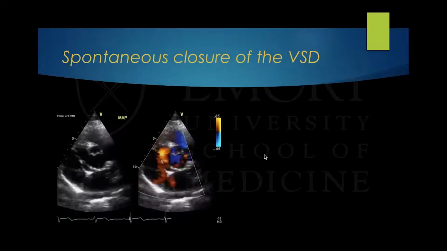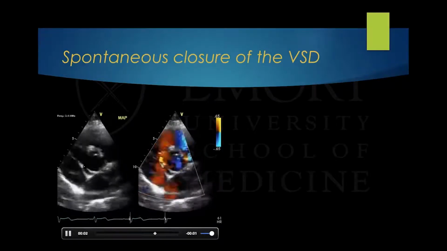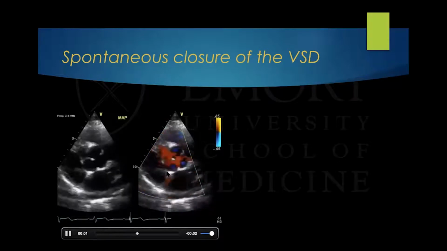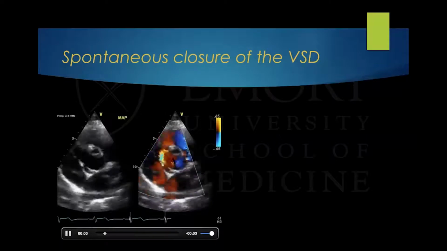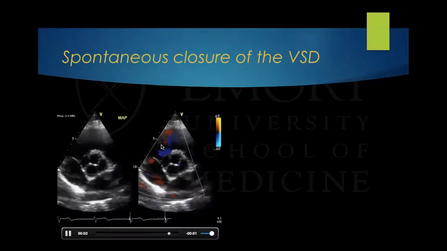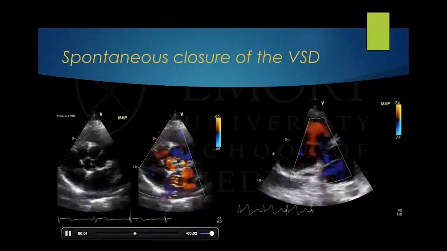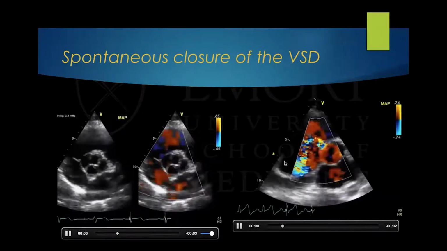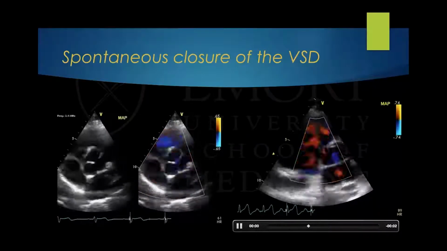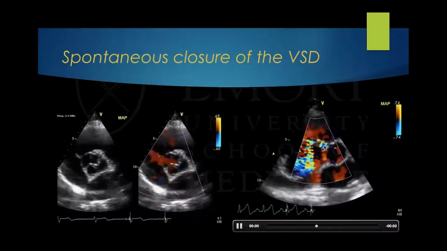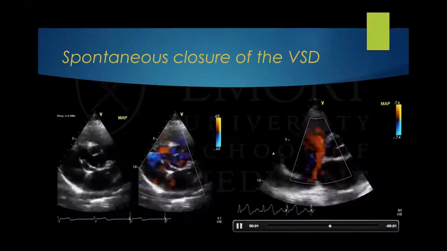This type of VSD can be spontaneously closed by the septal leaflet of the tricuspid valve, as seen in this example. This red flow is just swirling within the LVOT, but never reaches the ventricular side of the right ventricle. But sometimes it can be just partially spontaneously closed, and the septal leaflet redirects the blood flow from the LV through the partially closed VSD into the right atrium.